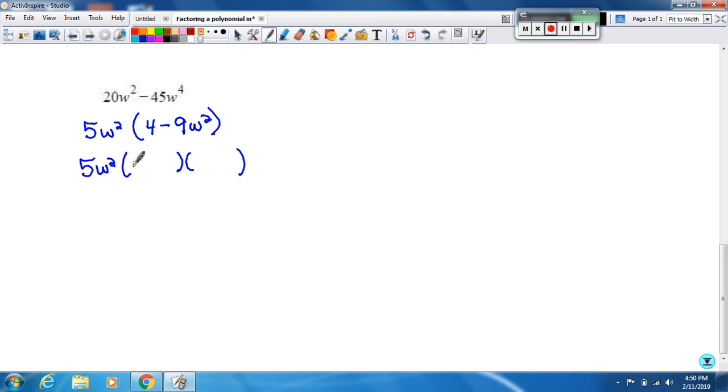Okay, the square root of 4 is 2. To get this negative, you have to have a positive times a negative. The square root of 9 is 3. And for your w's, you've got two of them, so you got to put a w in each one to split them up evenly. So that's the answer.